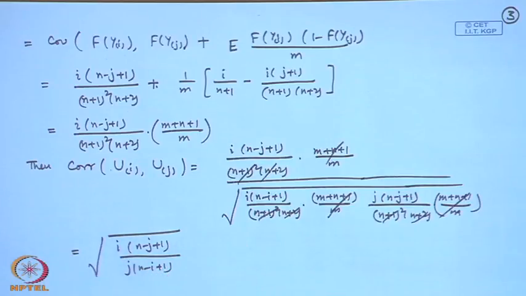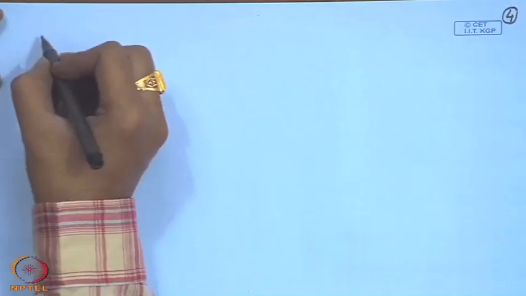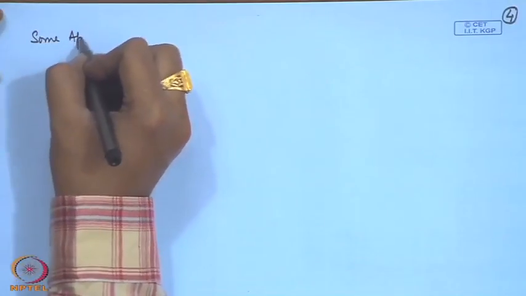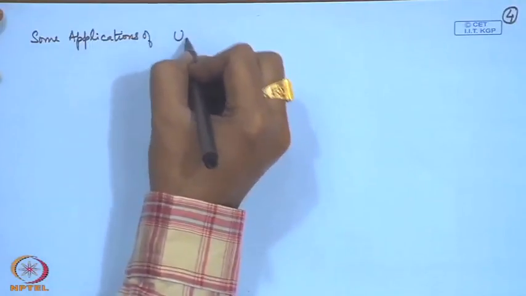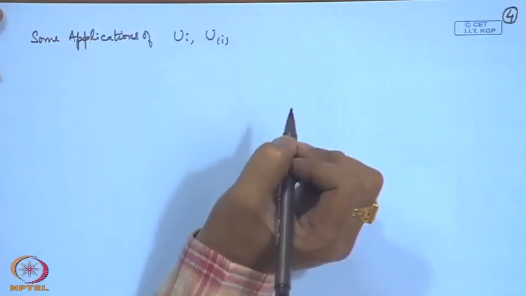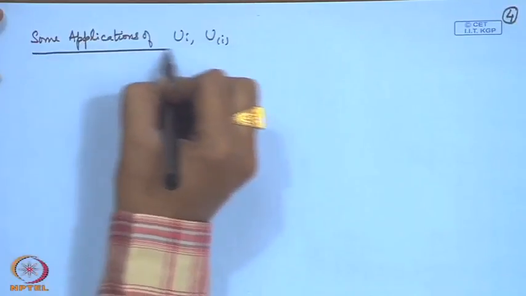So, we are able to completely determine the moment structure of the distributions of U_i and also the joint distributions of U_i, U_j, and we have seen it without the bracket and with the bracket also. Now, we will see the applications of this in certain two sample testing problems. Some applications of these terms.